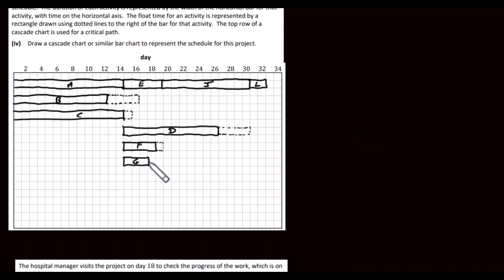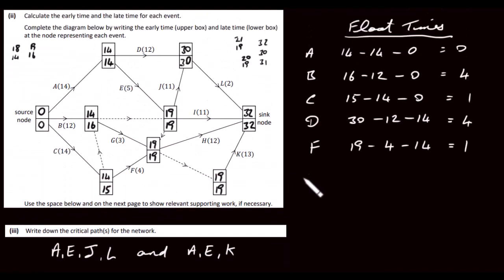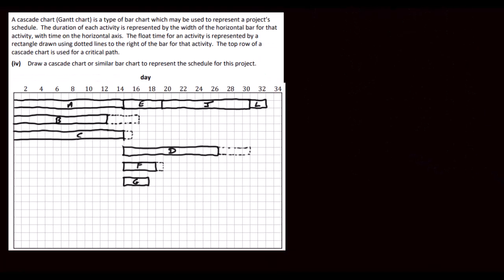It's G, its float time then. So G is here, so we take the late time here, which is 19. We subtract its duration, which is 3, and the early time at its start node, which is 14. That gives us a float time of 2. So let's draw that in. Okay, so we have A, B, C, D, E, F, G.